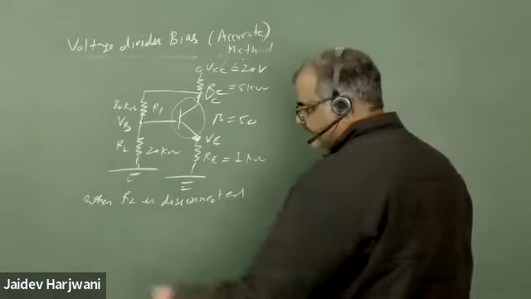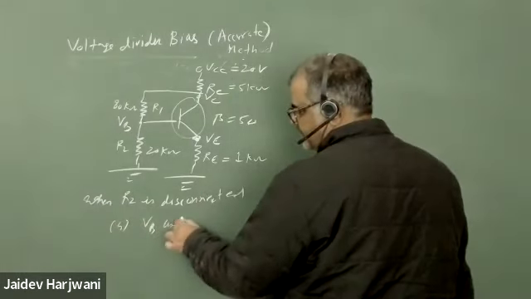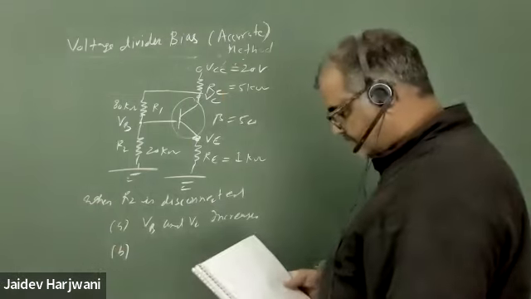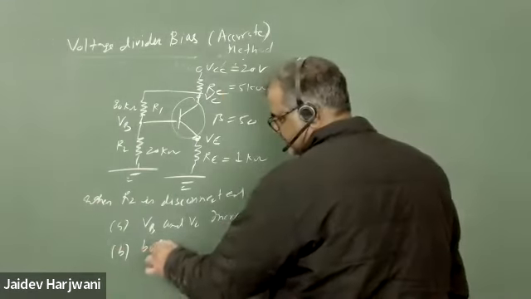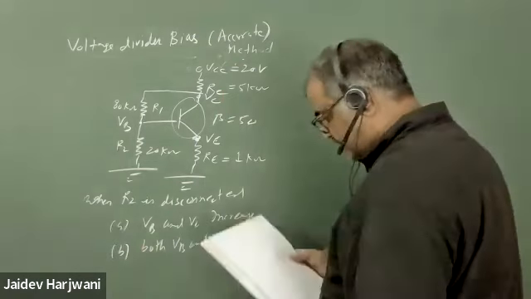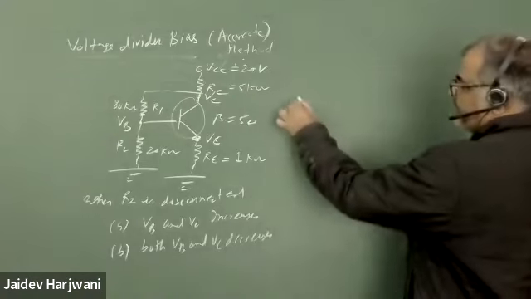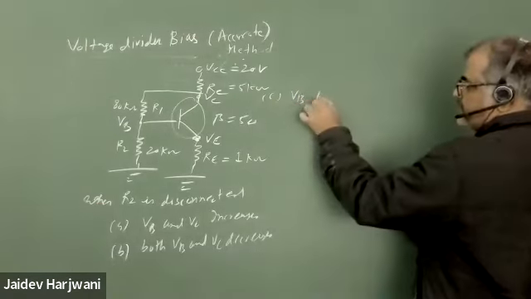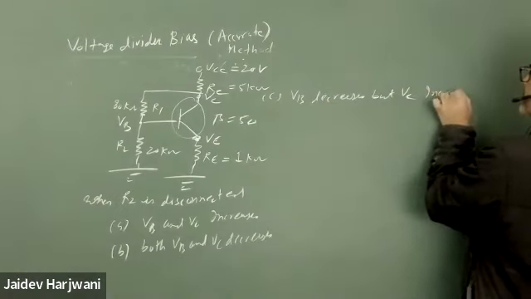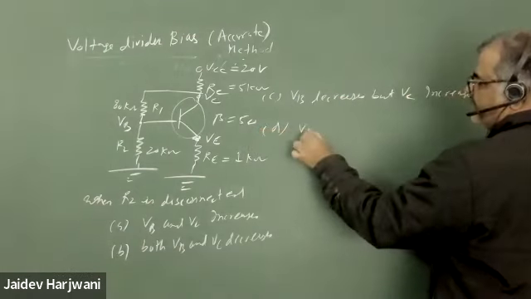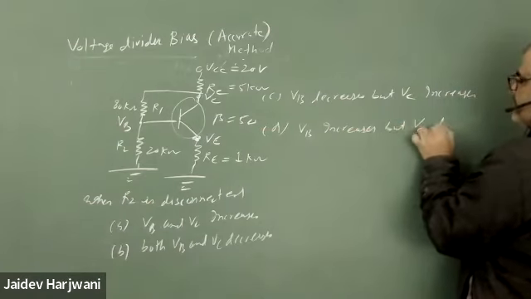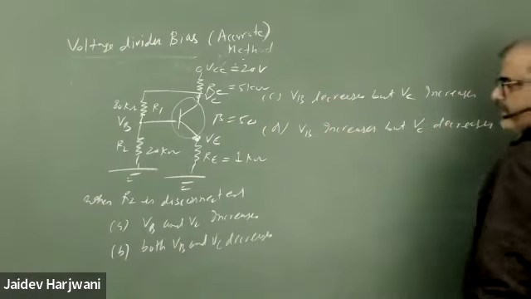So they have given options, okay. Number one, VB and VC increases. Number two, both VB and VC decreases. And third option says VB decreases but VC increases, okay. And the fourth option, they say VB increases but VC decreases, okay.